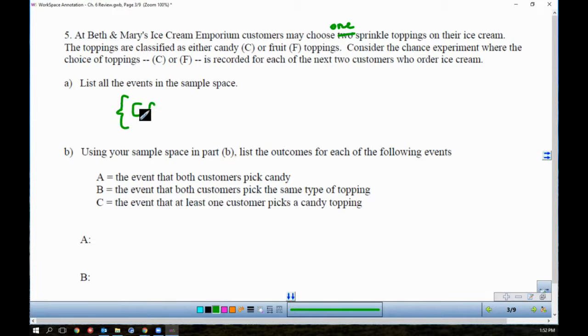Well, they could both do the candy, or what could they do? They could both do fruit, or one of each. So just like flipping a coin, essentially. Both get heads, both get tails, 1 heads, 1 tails, and then 1 tails and heads. So same concept here.